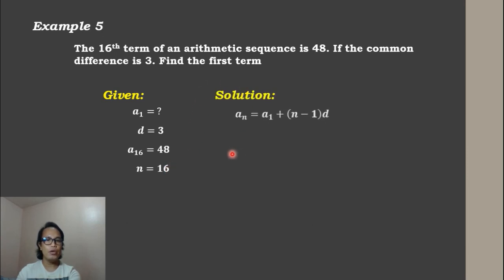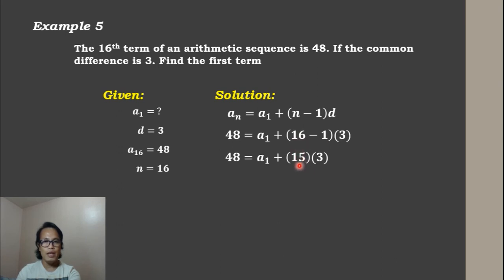Now, for the solution, we use the same formula. A sub n equals a sub 1 plus n minus 1 times d. We substitute the values to the formula. Our a sub 16 or the last term is 48. That's why we have here 48. Then since our first term is unknown, we copy a sub 1. Plus, the n is 16 here, minus 1 times the d, which is 3. This time, we subtract 16 minus 1 is 15, then multiply that with 3. So that gives us 45.